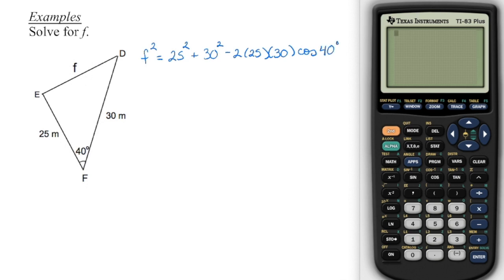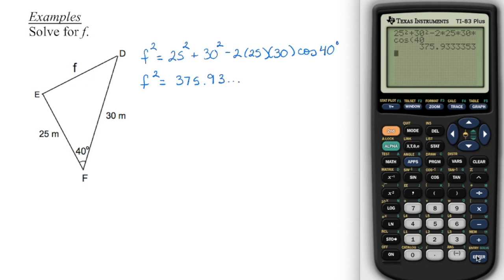So we're going to set this up, and then we're going to put this in our calculator exactly the way that we see it. Make sure that you're in degree mode, and we're just going to type in 25 squared plus 30 squared. And then this is a minus 2 times 25 times 30 times the cosine of 40, enter. Okay, so that's going to give us f squared. So I know the value of f squared is 375.93, etc. And remember, we're not going to round this off yet.